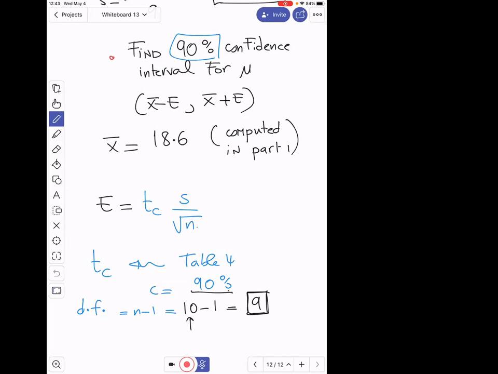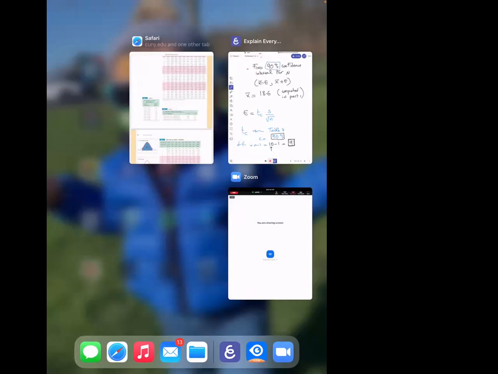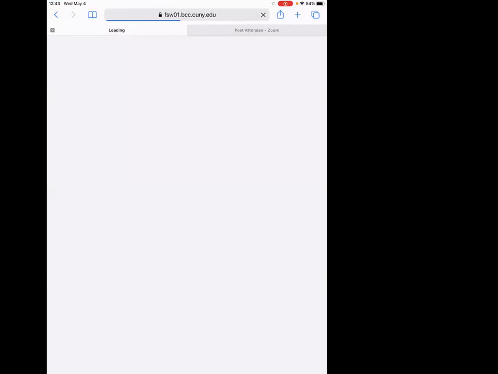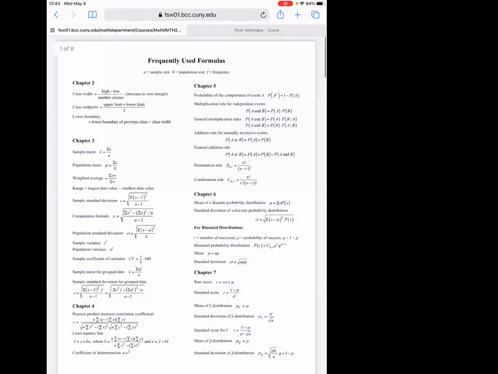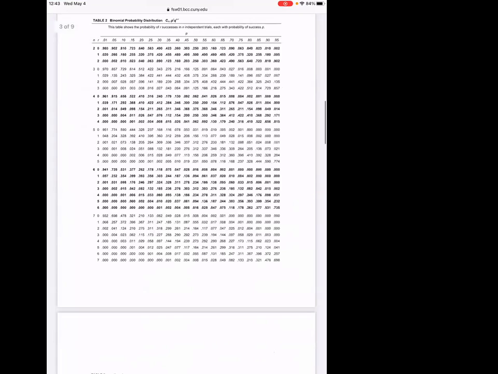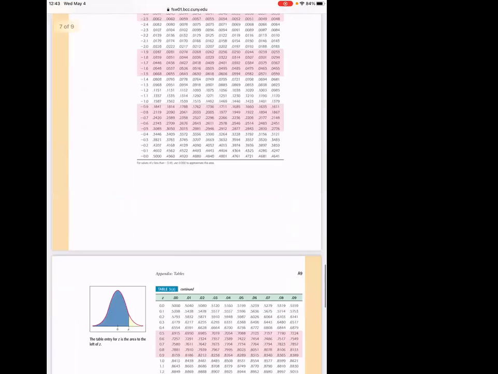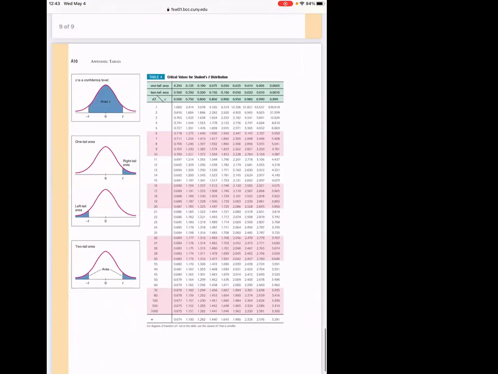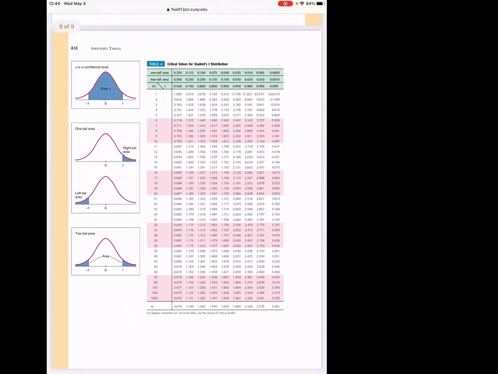So my confidence level is 90% and my degree of freedom is 9. We will have to go down to 9, not 10. So if we go to Table 4 right here, we go down the first column. You go down to 9, not 10. That's the thing: 9, and then confidence level, it's 90%.